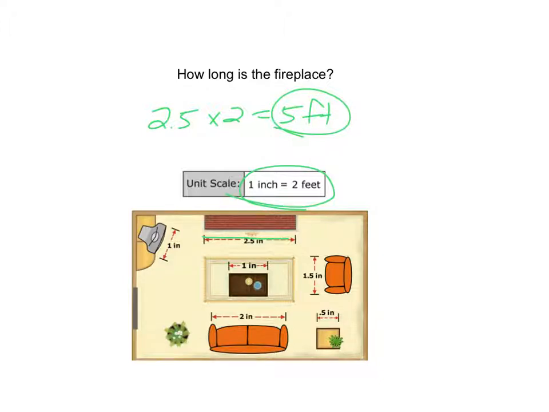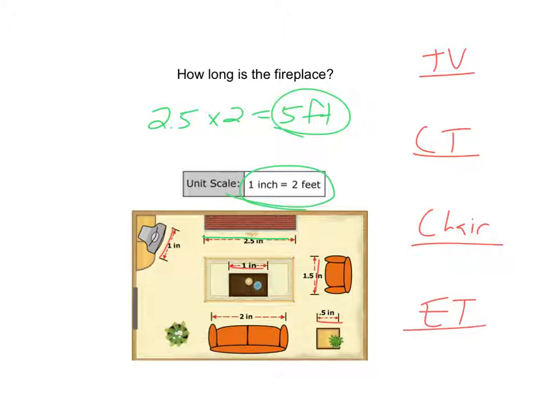Go ahead and find the length of all of the other objects in the room. We've got the TV here, we've got the coffee table, we've got the chair, and we've got an end table. So TV, coffee table, chair, and end table. Pause the video, find all 4 of those measures, and then hit play and see how you did.